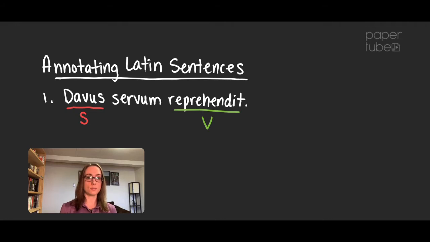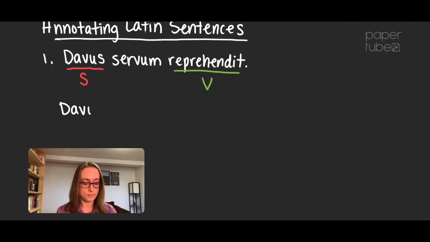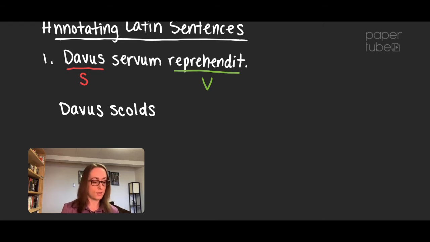Okay, so Davus is our subject, reprehendit is our verb, and then what is Davus reprehendit? So Davus scolds is what that is so far. I can write that down under it because I know that's what reprehendit means. Who is he scolding? That's the question I ask when I look at the verb. I look at reprehendit because it's my verb, and I ask the question, who or what? Your answer is your direct object. Who is Davus scolding? He's scolding the slave. That's my direct object.